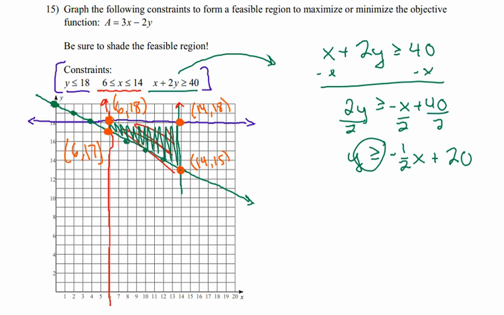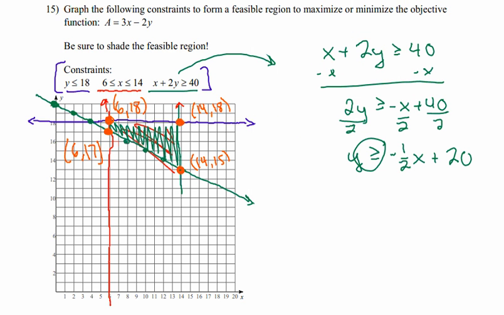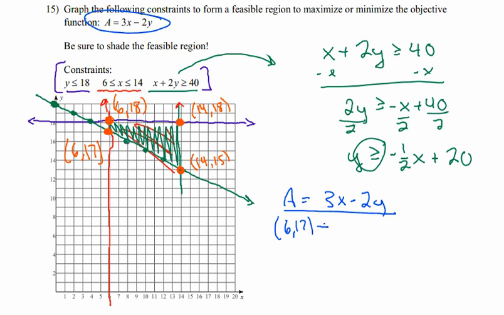And that's where we get to our objective function. All right, the bell's going to ring on me, so I'm not going to be able to finish all this, but here's our objective. A equals 3x minus 2y. And what you do is you take your points, so like 6, 17, and you plug them into the objective function. So 3 times 6, that's x, minus 2 times 17, that's y, equals what? 18 minus 34, negative 16. Okay, so that's a small number.